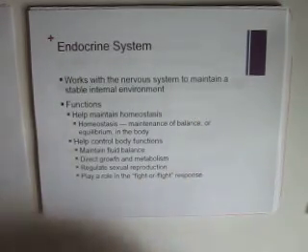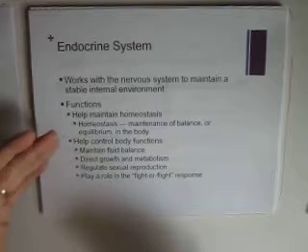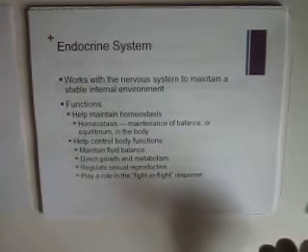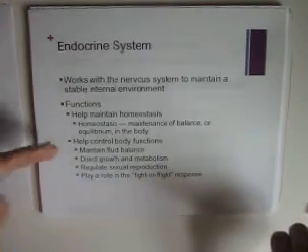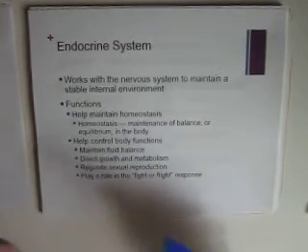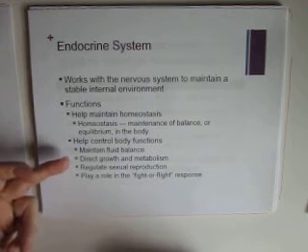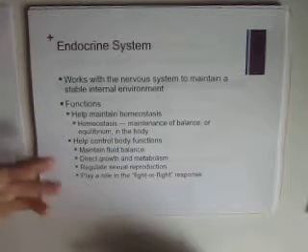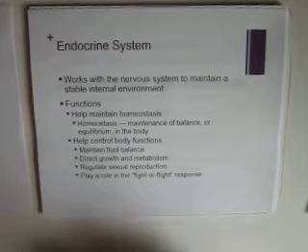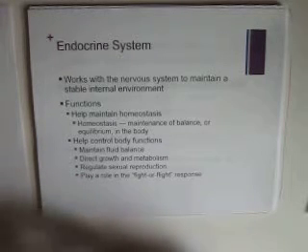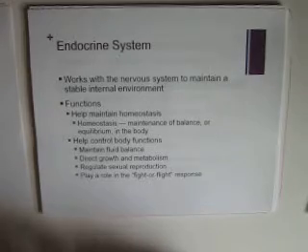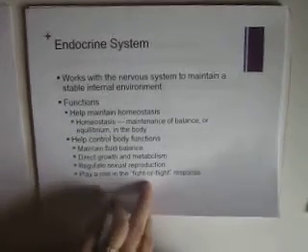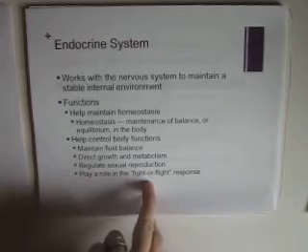They help maintain homeostasis, which we learned in chapter 1 is the maintenance of balance or equilibrium in the body. They also help control body functions, such as maintaining your fluid balance and directing growth and metabolism of your cells. They regulate sexual reproduction, and they play a role in the fight or flight response, which we learned about last week, which is part of the sympathetic nervous system.